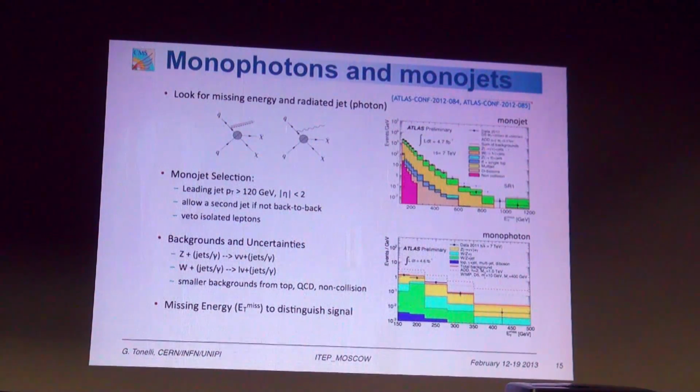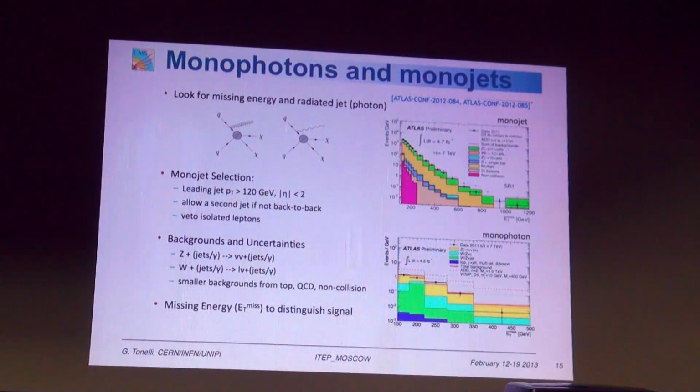This is another interesting search tool, and it's quite powerful and relatively simple. Basically, you look for missing energy and a radiated jet or a photon. The idea is that if you produce, in quark anti-quark annihilation, a neutralino and you have an initial state radiation of a jet or photon, the final state is very simple.